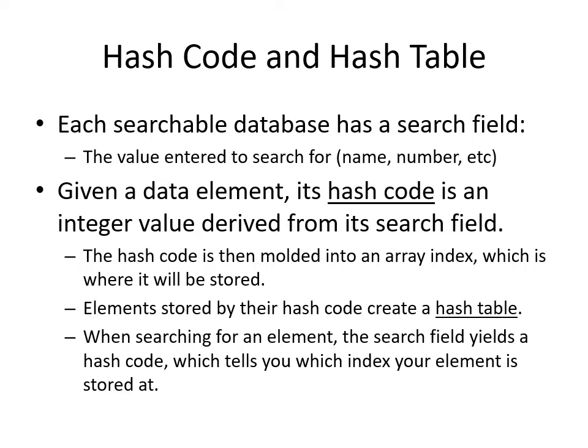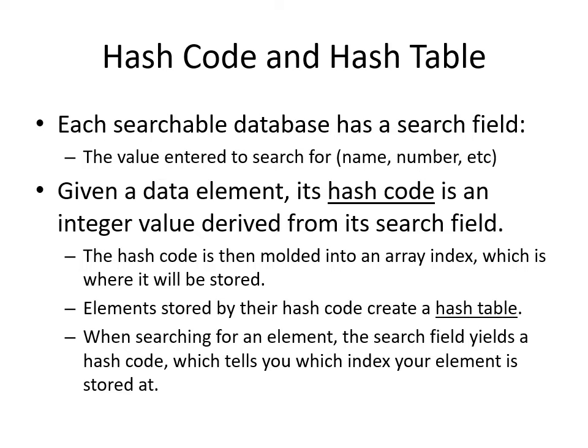So given some data element of some kind, it's really just a matter of creating an integer from the search field. If the search field is already a number, we just have to mold it into an appropriate index for the array. If the search field is a string, there are many ways in which you could take a string and turn it into a number, and then again, shift it into the range of values so it could be a valid index of an array.